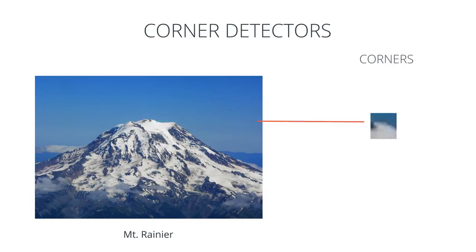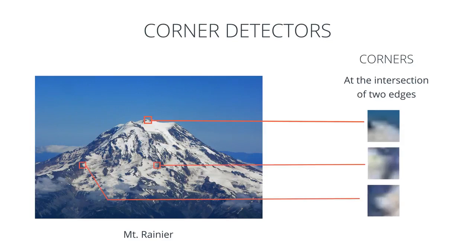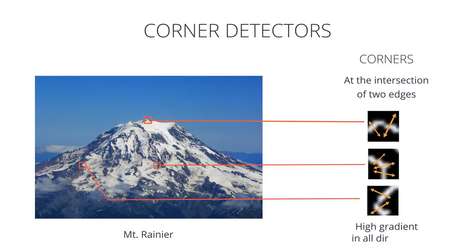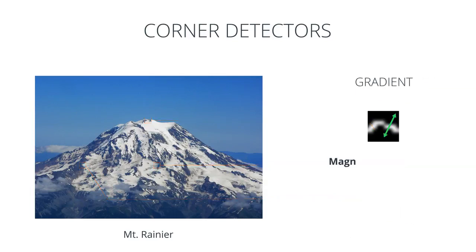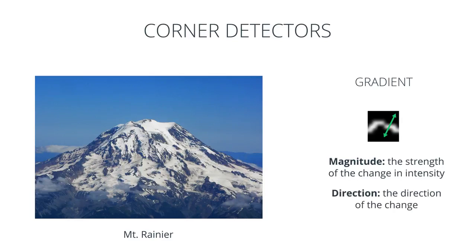We know that corners are the intersection of two edges, and we can detect them by taking a window, which is generally a square area that contains a group of pixels, and looking at where the gradient is high in all directions. Each of these gradient measurements has an associated magnitude, which is a measurement of the strength of the gradient, and a direction, which is the direction of the change in intensity. And both of these values can be calculated by Sobel operators.